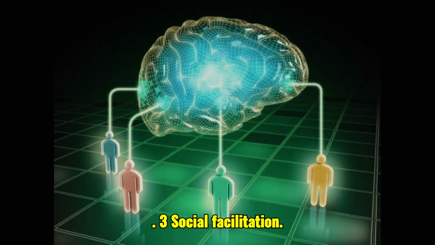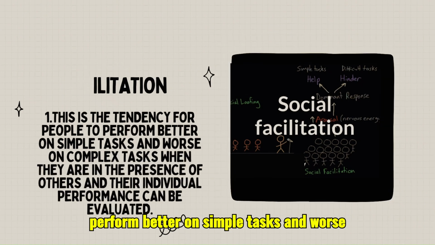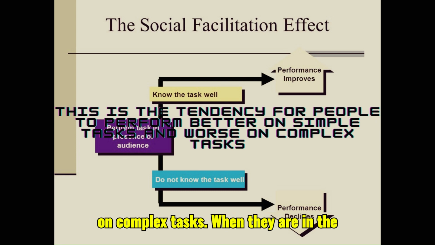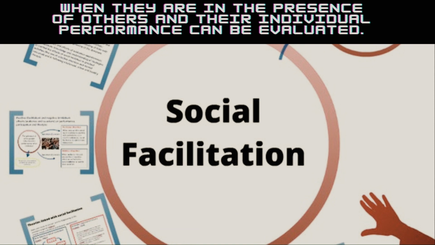3. Social facilitation. This is the tendency for people to perform better on simple tasks and worse on complex tasks when they are in the presence of others and their individual performance can be evaluated.